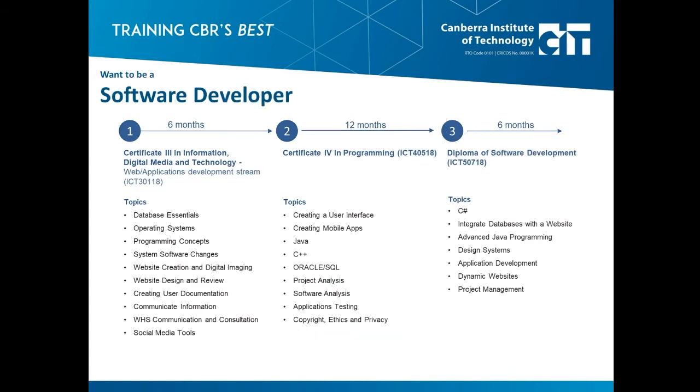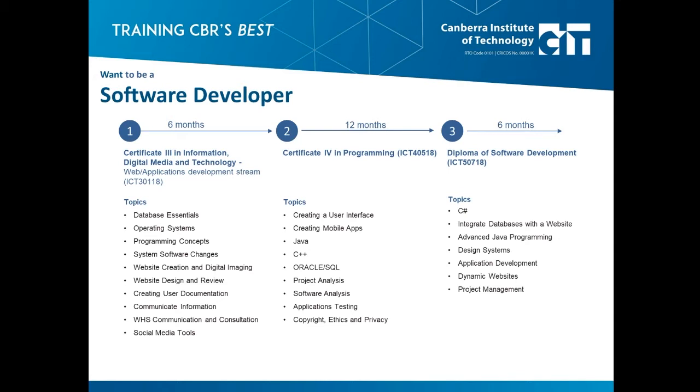The next stream that we offer is software development. You'll be helping to develop the front-end software in which a user interacts with either a back-end database or with a network in some form.